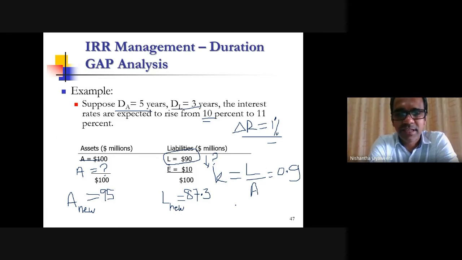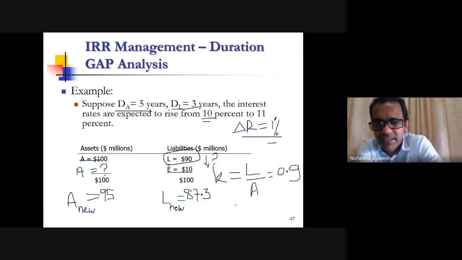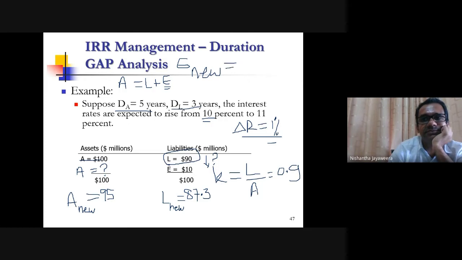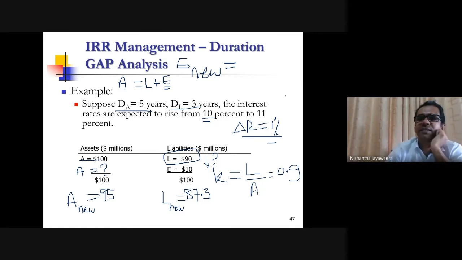Direction wise correct. Both figures are lower than the original figures. So that side you have done it correctly. Whether the figure is correct, let's see. Assume these two figures are correct. Now, to be in line with this equation, it's always true, no? Now, what would be the value of equity? What is E new? $7.7. That is true given these figures are correct.